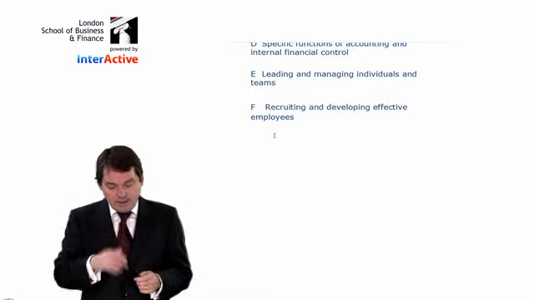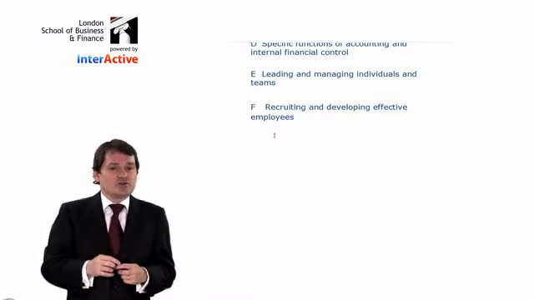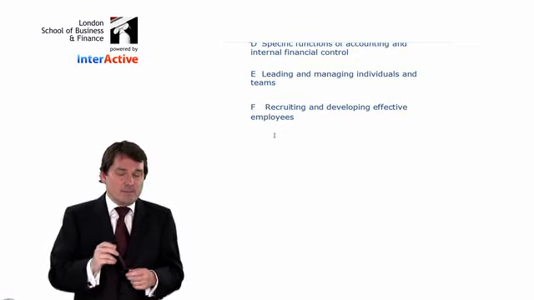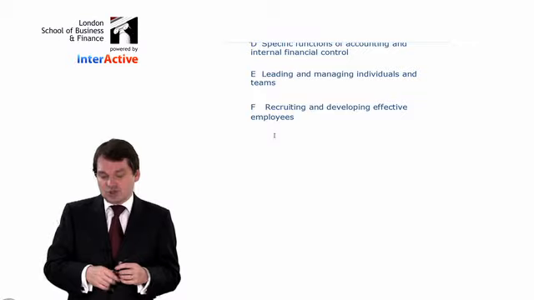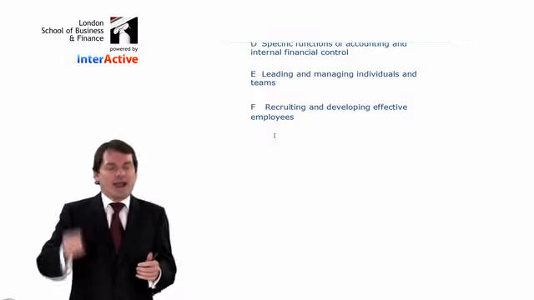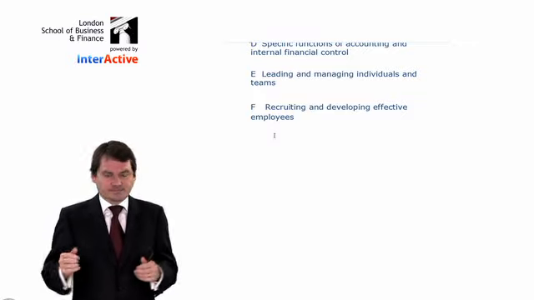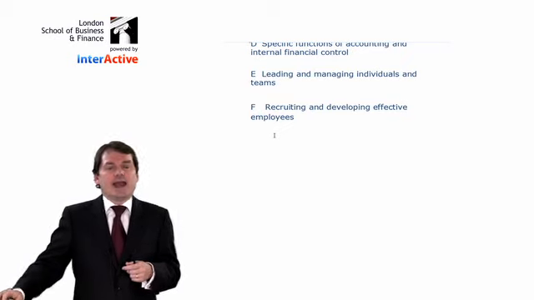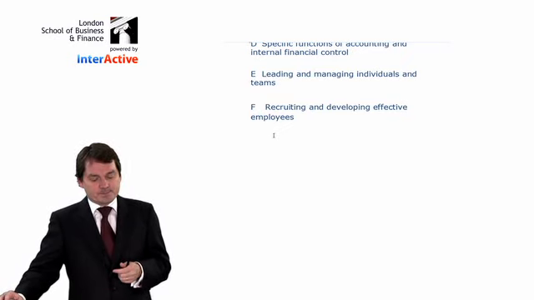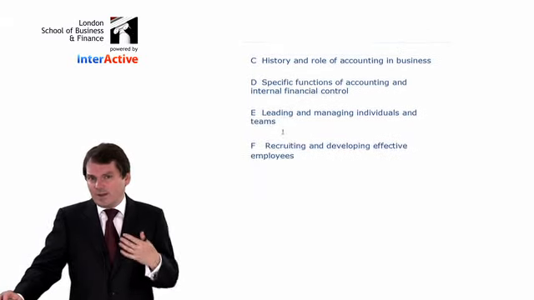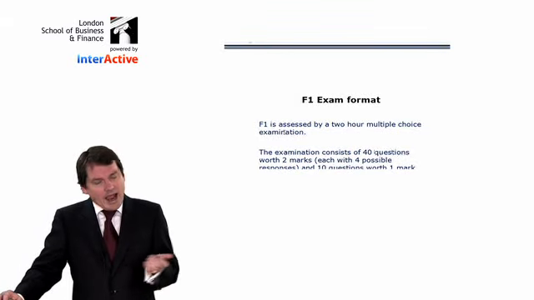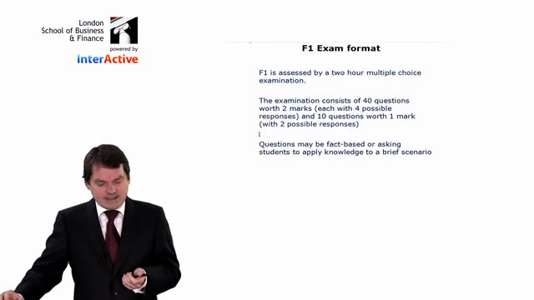So recruiting employees, and once we've recruited them, we want to get the most out of them. We might want to train them for various positions. So Area F is all about how do we get the right people, and then how do we get the most out of them. So you've got a very, very varied syllabus there. It's quite a big syllabus. How is all of this big syllabus going to be tested?